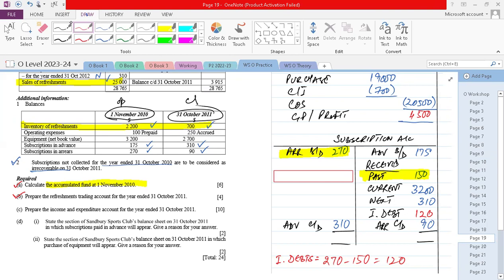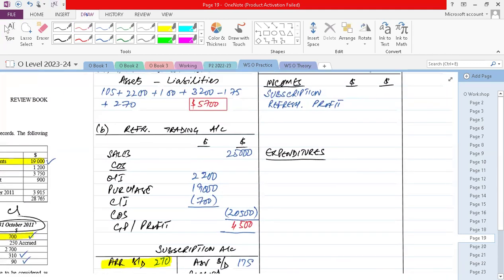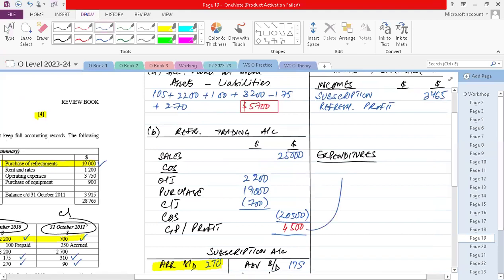Well done, quickly. What is the amount transferred to income and expenditure? Amount transferred to income and expenditure: 3,465. Very nice. And refreshment profit we already calculated, 4,500.